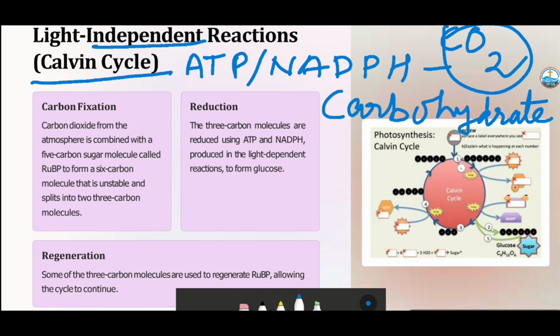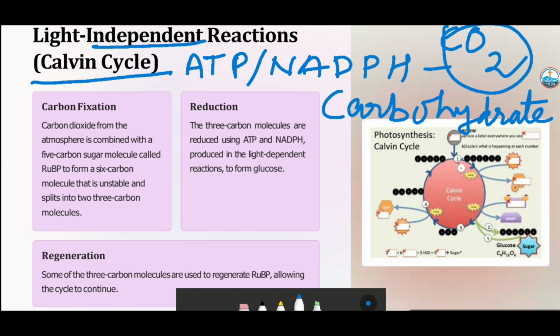To convert carbon dioxide from the atmosphere to carbohydrates, or you can call it sugar, which the plant needs to power its cellular activities. Now the light dependent reaction took place where? Grana. Now this dark reaction will take place in the stroma of the chloroplast.